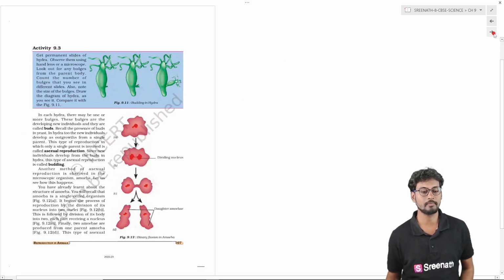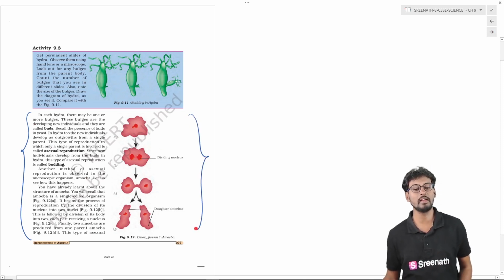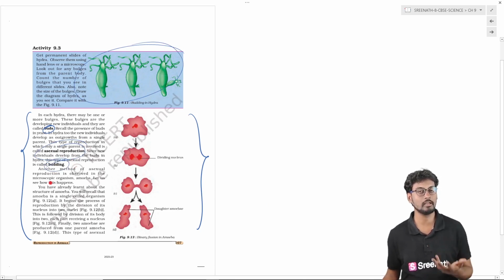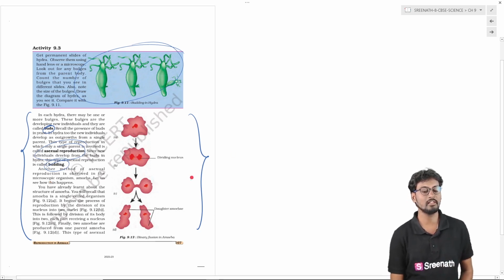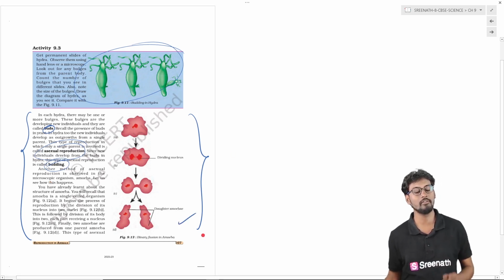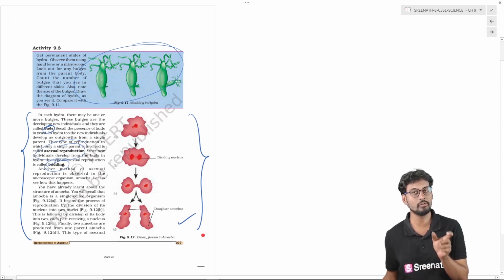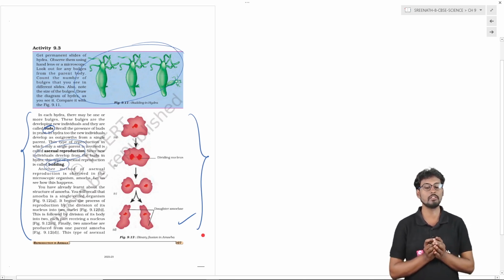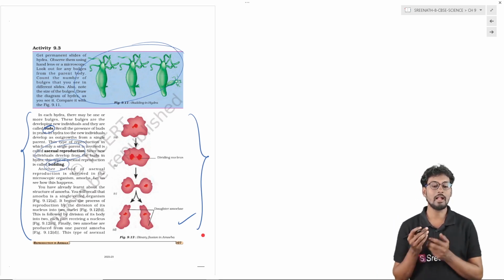And coming to here, we can see that in Hydra there is the formation of a new individual by a process called budding. Asexual reproduction is observed as a part of the budding process. And we can see binary fission in amoeba, where the amoeba splits into two individual cells, and finally there is formation of two daughter cells. So amoeba goes through binary fission, and budding is where we can see asexual reproduction.